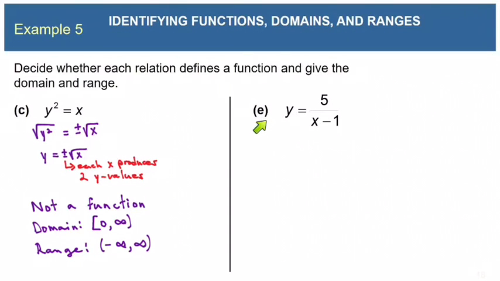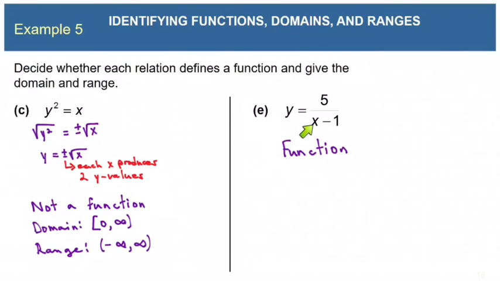And now let's look at part E. We have y equals 5 over x minus 1. This is our first time seeing a rational expression. Now let's think about whether this could be a function or not. Well, any x we plug in, we're going to have to subtract 1, and then we're going to do 5 divided by that denominator, and any x we plug in is only going to give one answer, so this is a function.